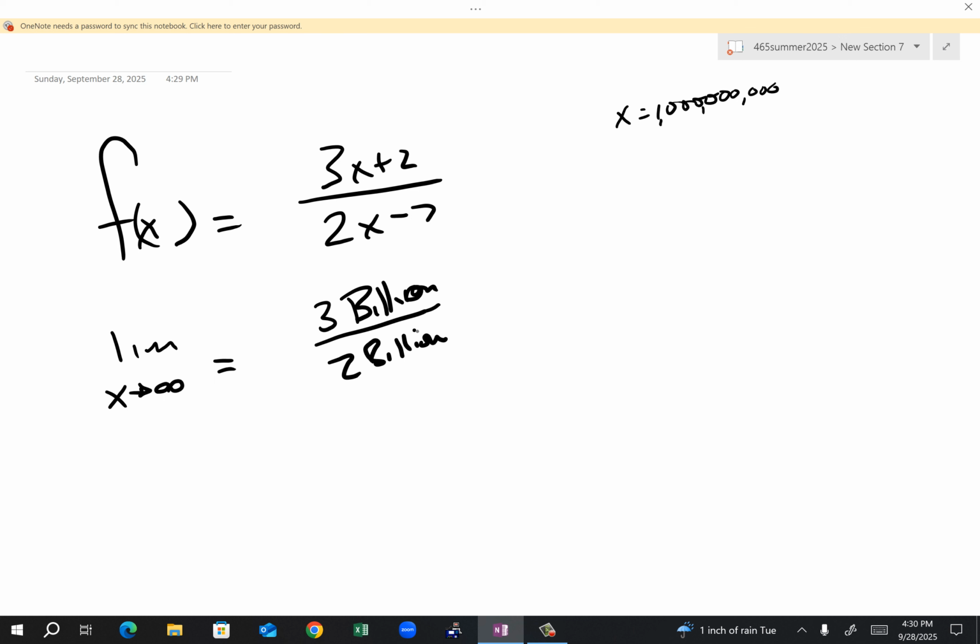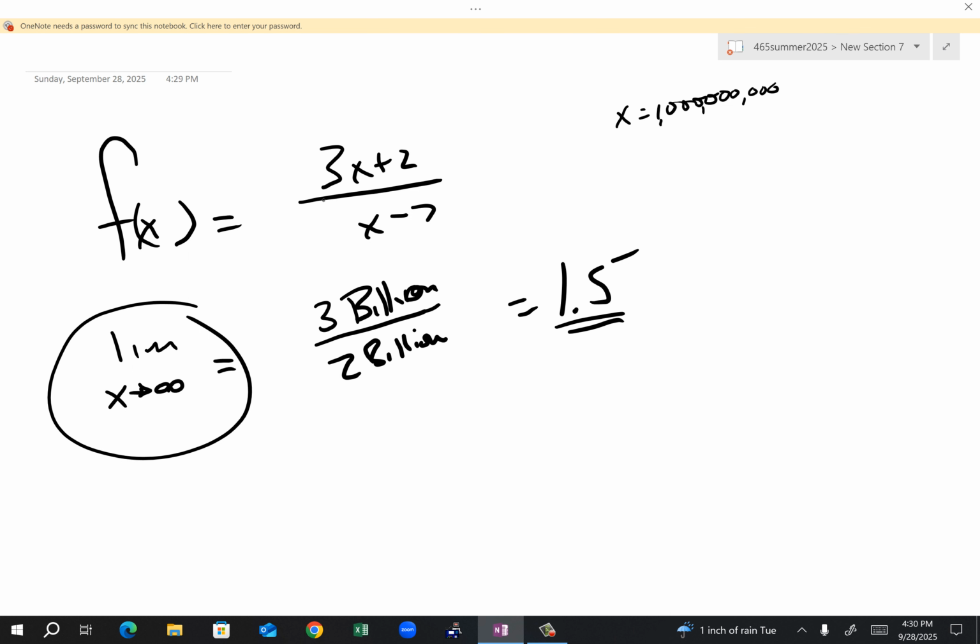Is the top bigger? Yes, the top is 1.5 times bigger. And so what we would say is the limit as x approaches infinity is 1.5. In other words, the top will always be 1.5 times bigger than the bottom in this case. Or in other words, it's going toward some constant. What if it was a different one? Then it'd be a 3 to 1, yes? Piece of cake.